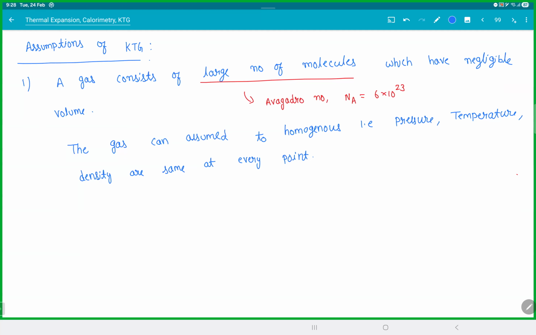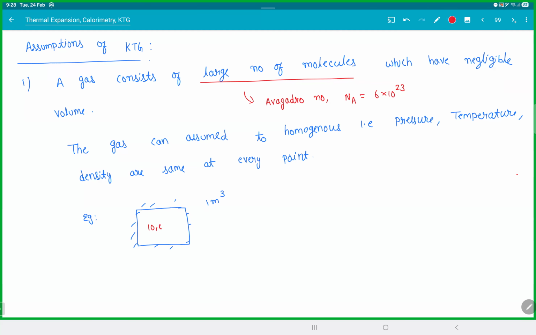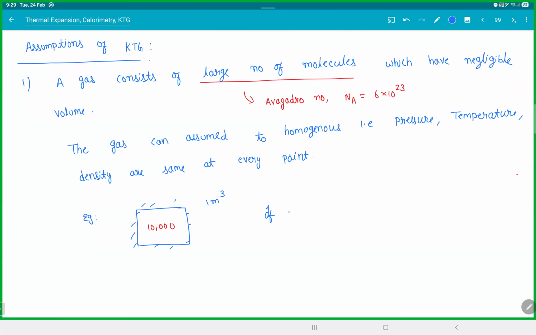Anyways, that is one important thing. So in a gas, when you have a large sample, you can assume the gas to be uniform. So for example, if I ask you this question, let's say you have a container that is a 1 meter cube, and let's say we have only 10,000 molecules. And if I ask you, if you double the number of molecules, what happens to the temperature? Or what happens to the pressure? How will you answer this?